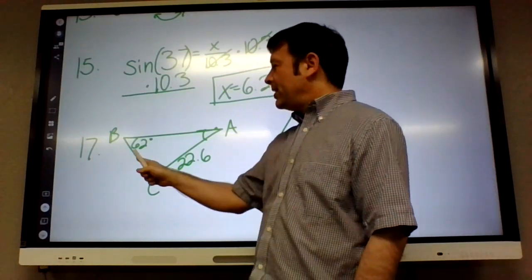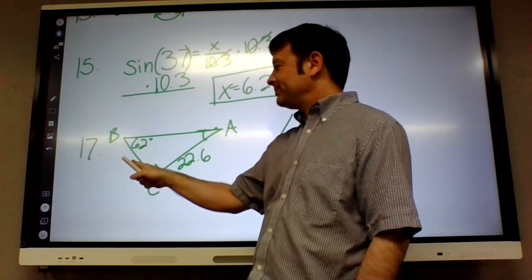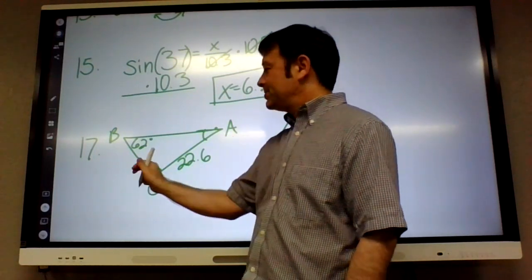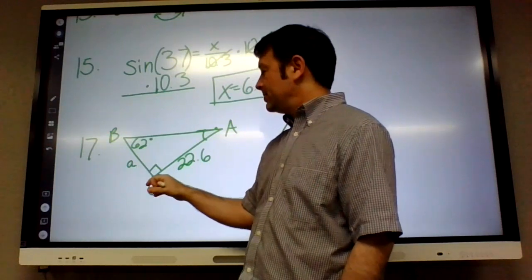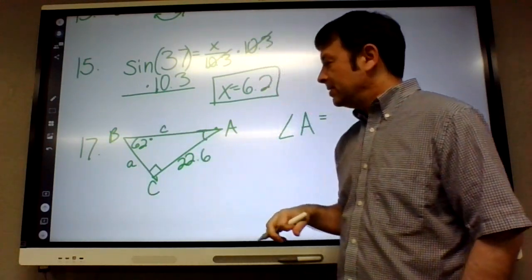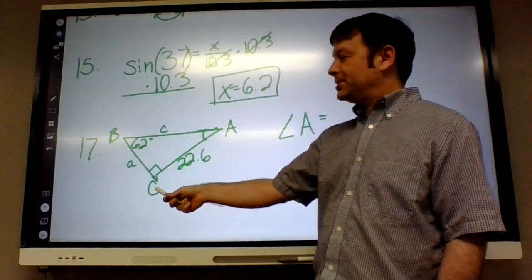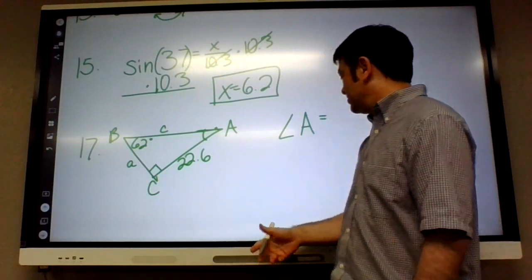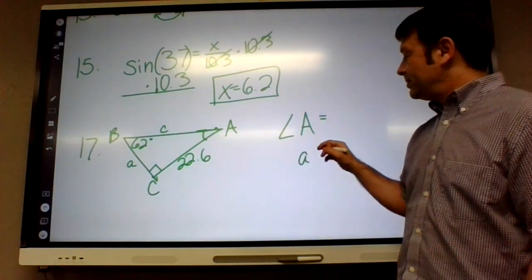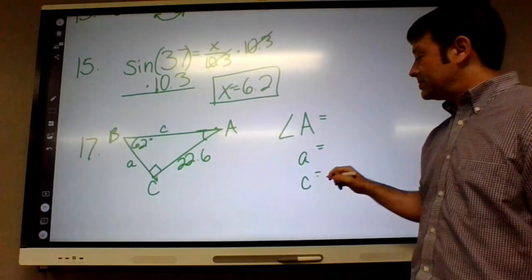I'm gonna get you. Okay, do you guys know what this side is called? Adjacent. This is A, so this is little side a. This is C, this is little c. We don't need to say angle C is 90. That's known already, so don't do that. So we're just missing angle A, side A, and side C.